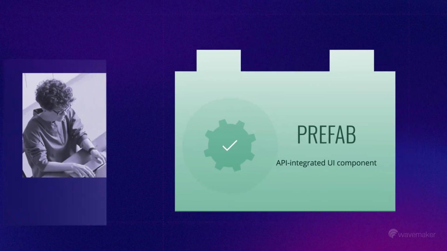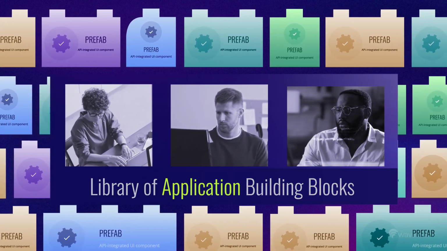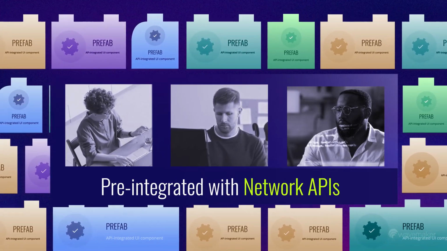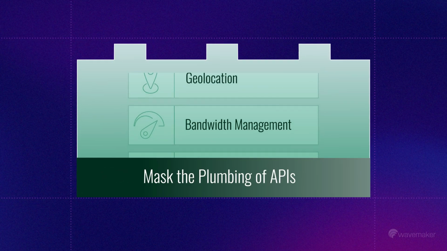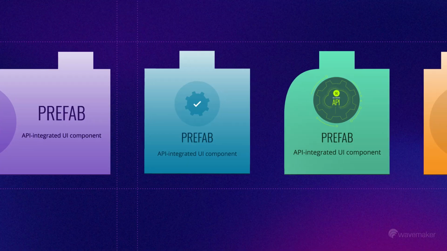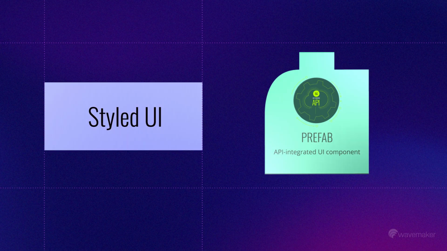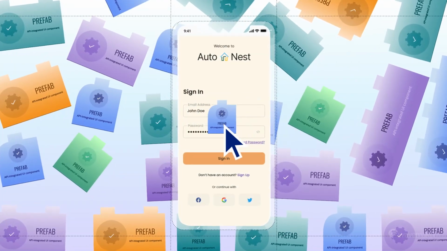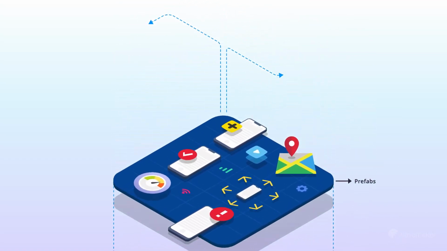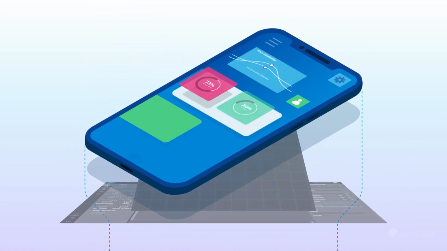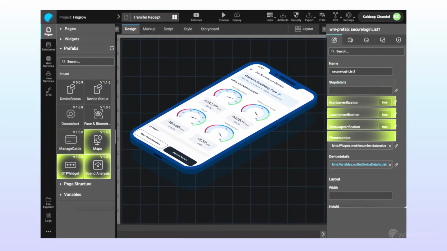Now, imagine if all these developers could access a library of ready-made application building blocks, pre-integrated with network APIs. Lego-like building blocks that mask the plumbing of APIs and their complexity. Building blocks available as pre-built, aptly chosen, reusable, and styled UI. What if developers could simply drag and drop these blocks on a canvas, combine them in specific ways, and compose intelligent journeys and applications? Imagine the power and potential of such developer tooling and componentry.